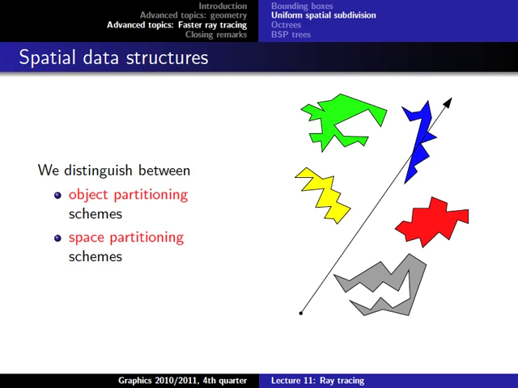Good. So these are the object partitioning schemes, because in this case we take the objects and partition them. And then there is another approach, which is the space partitioning scheme.